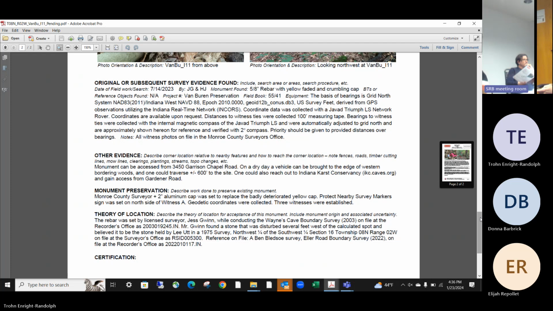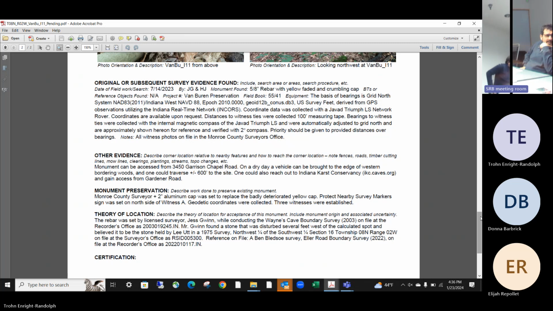I don't know that I can cite the next one because it was in two phases. It's shown on the Wayne's case, Type A revision plat amendment, recorded in 2023.